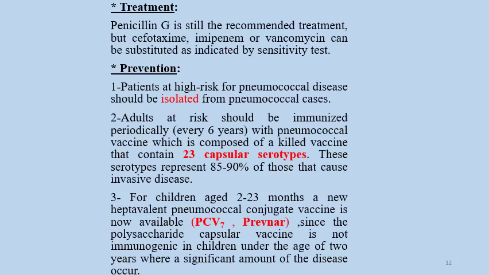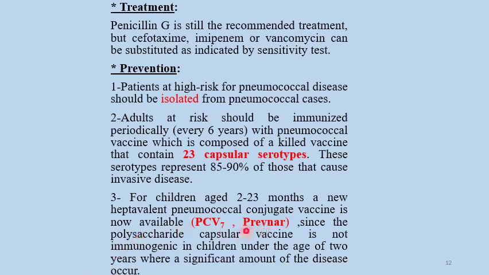ففي حالة الchildren، وطبعا الchildren في الage الصغير اللي هو below 2 years of age, they have this kind of immune response is not established in their body, so we have to find another vaccine for children. For children aged from 2 to 23 months, a new heptavalent vaccine now is available.